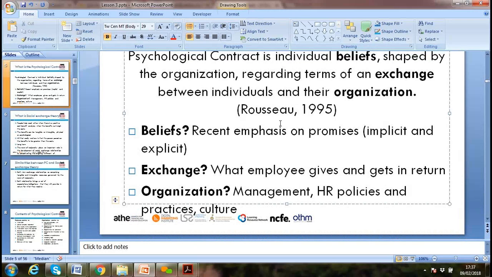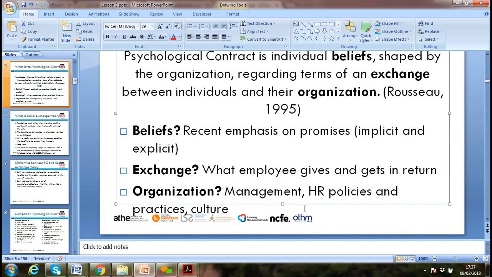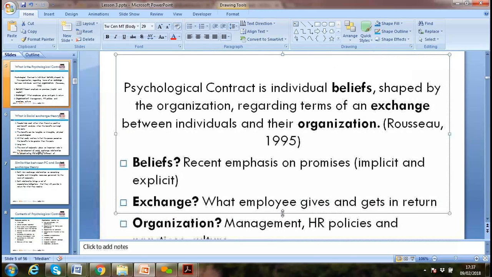Contract is a mean bond. What the people are thinking toward the organization, what they expect and what the organization expects, what they believe and what the organization really wants. Because there is always a conflict. Sometimes we want flexible working hours, different shift patterns. We want a bonus, but the organization doesn't want to give it. So we need to think about the policies being clearly in place within our organization.